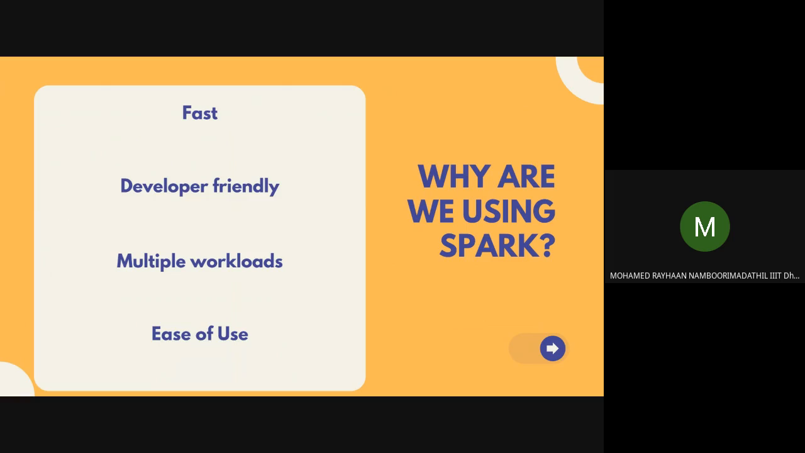Now, why are we using Spark? Spark has a few advantages. One, it's fast, it uses in-memory caching, and it's developer friendly. We mentioned the four languages, the APIs we can use, and it has multiple workloads, which we'll see in the next slide. And it has ease of use. It has easy APIs and is easy to work with. Next slide.